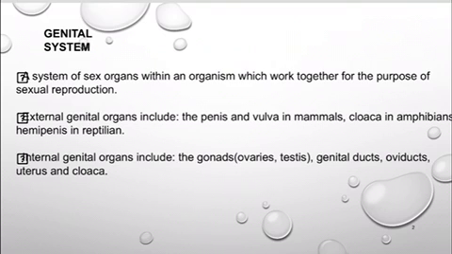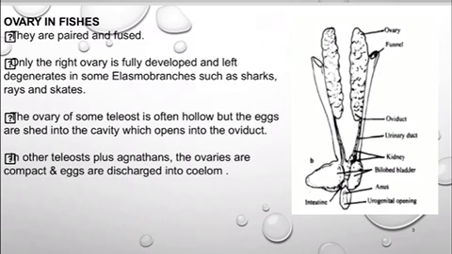So we want to look at the comparative anatomy of the genital system in vertebrates. We want to see the similarities and we want to see the differences. Let's look at the ovary. How is the ovary like in fishes? The ovaries are paired and fused. Take a look here, you see the ovaries in fishes, paired and fused.